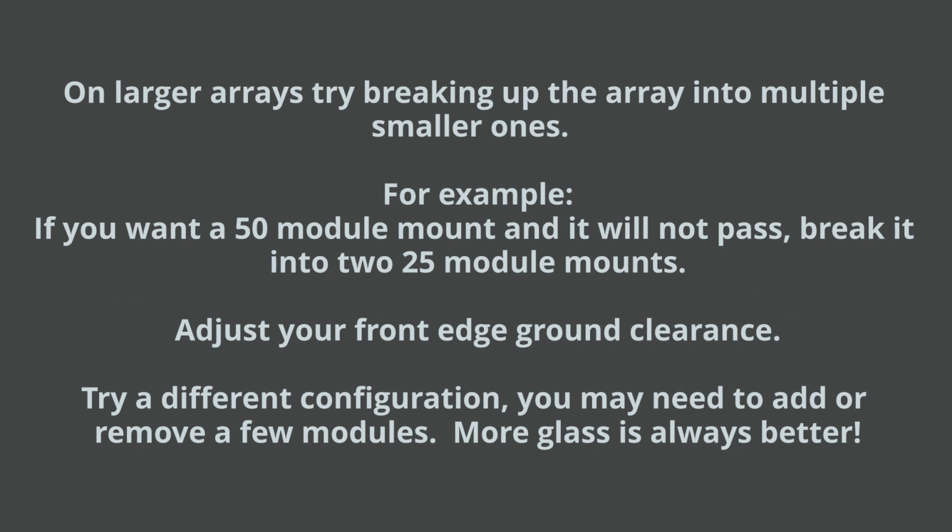On larger arrays, try breaking up the array into multiple smaller ones. For example, if you want a 50 module mount and it will not pass no matter what you do, break it into two 25 module mounts. Another option is to adjust your front edge ground clearance to be shorter, or you could try a different configuration. You may need to add or remove a few modules to do this. Who doesn't like more glass anyway?